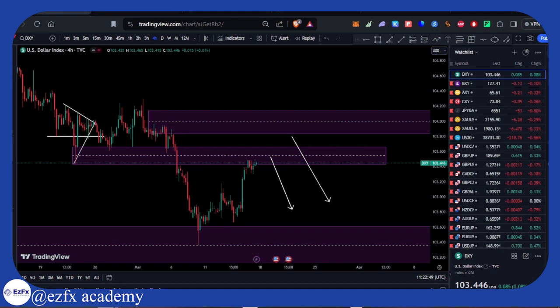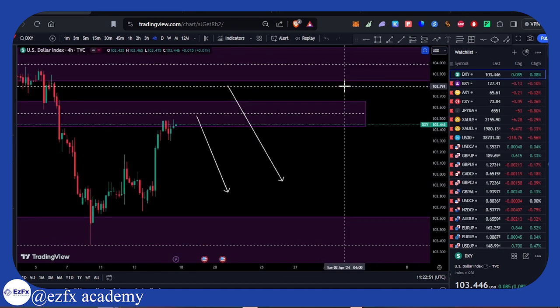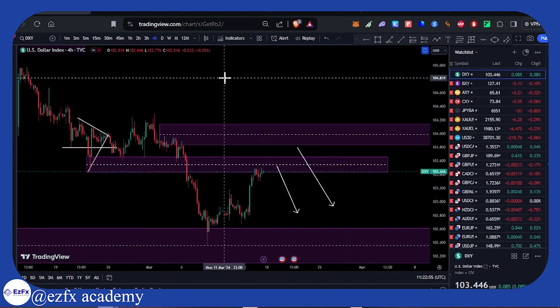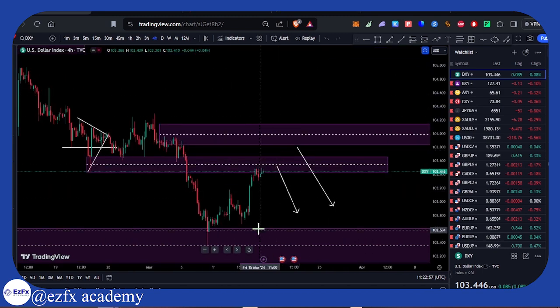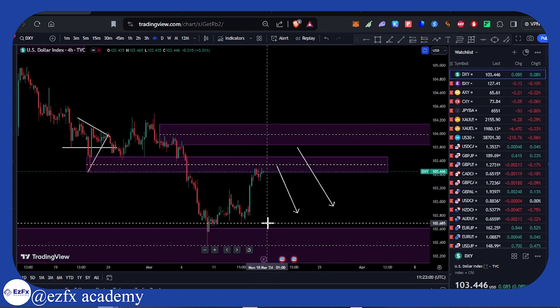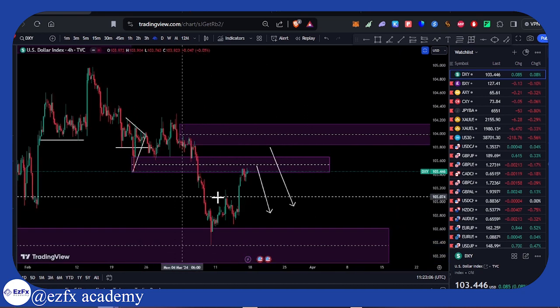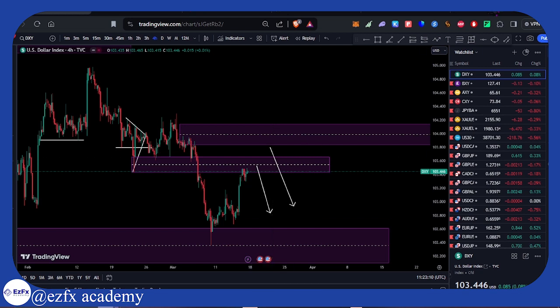All right, so first off, let's look at DXY, which is the US dollar currency index. As you can see here from last week, we were expecting a level of strength on the dollar, and we got to see that happen from this zone that was given. Now for this week, I'll be expecting weakness from the dollar during the course of this week.